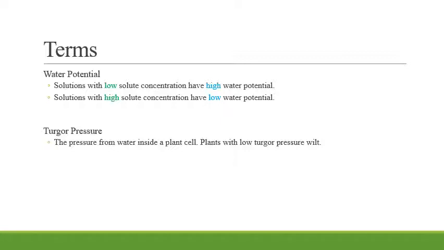So that means that when we have a low solute concentration, we have a higher water potential because there's more water per solution. And when we have a high solute concentration, we have low water potential. So that means that there's less water per solution.